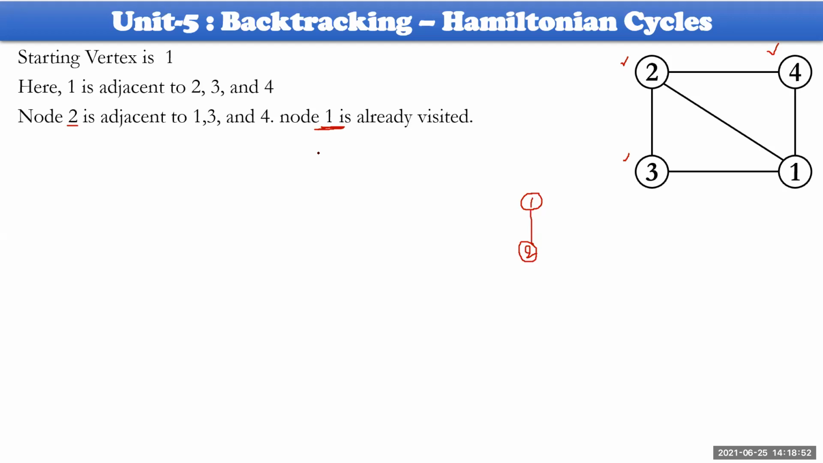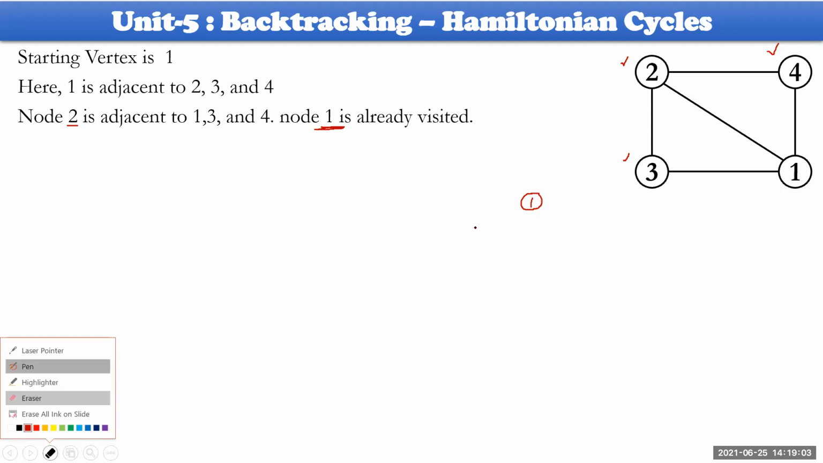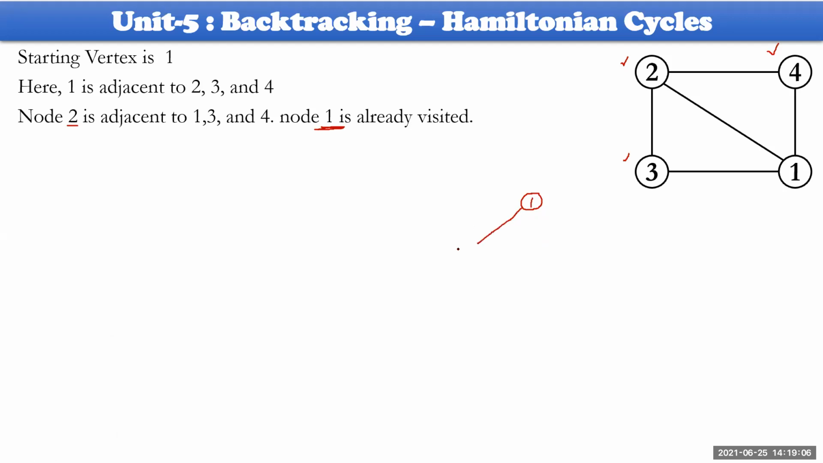Let me draw this Hamiltonian state space tree in a particular way, because I have drawn this one like this. So like this. 2. Okay, 2 has been selected. 1 is already visited, so eliminate it from the list. 1 is eliminated from the list, and 3 and 4 remain. So let us go ahead with lexicographic order. As far as the lexicographic order, the next number will be 3. Let me go ahead with 3 here.